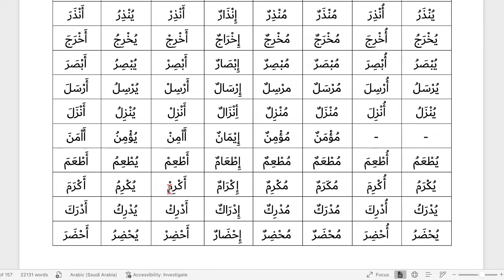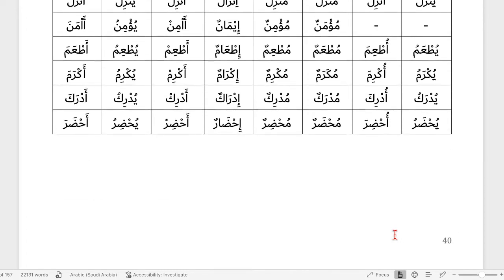Akrama yukrimu, akrim, ikramun, mukrimun, mukramun, ukrima, yukramu. Adraka yudriku, adrik, idrakun, mudrikun, mudrakun, udrika, yudraku. Ahzara yuhziru, ahzir, ihzarun, muhzirun, muhzarun, uhzira, yuhzaru. Okay, so that was form 4.